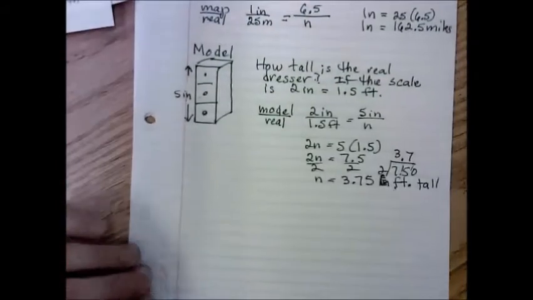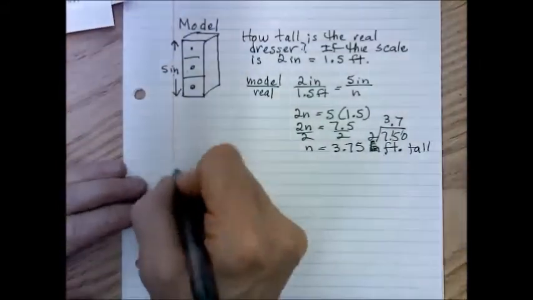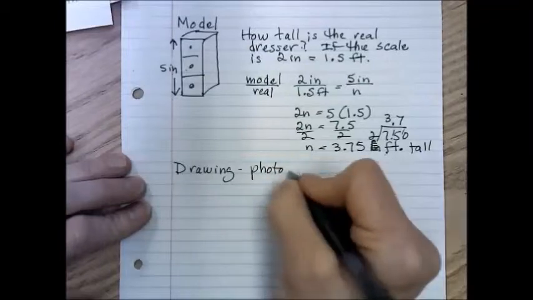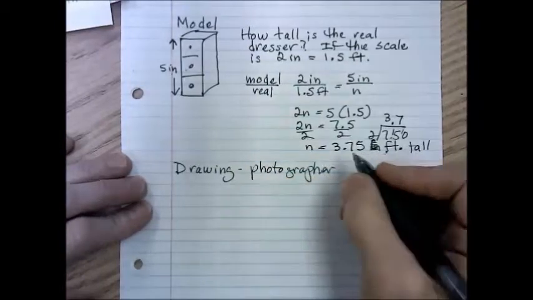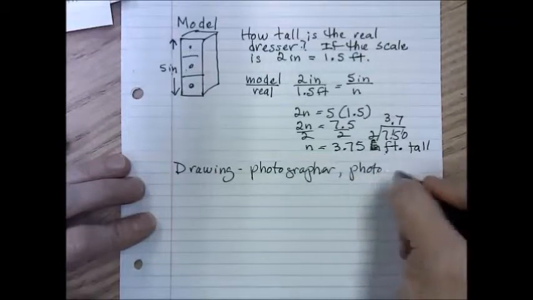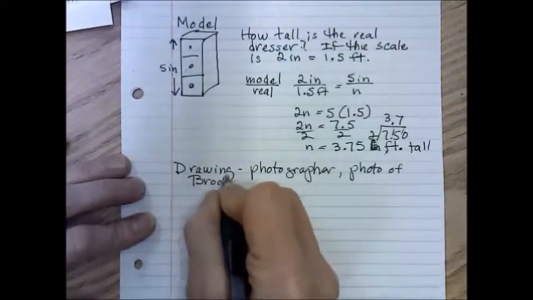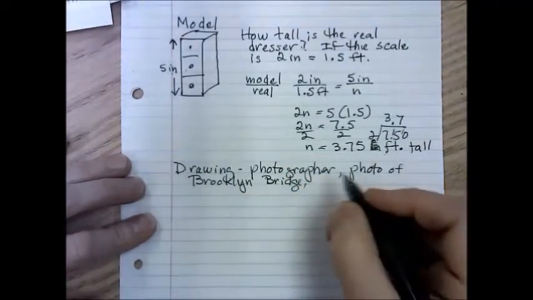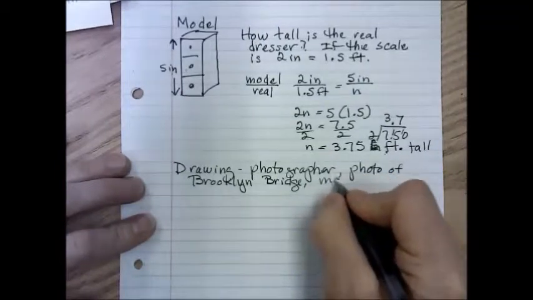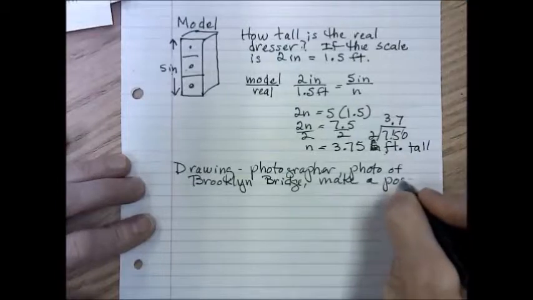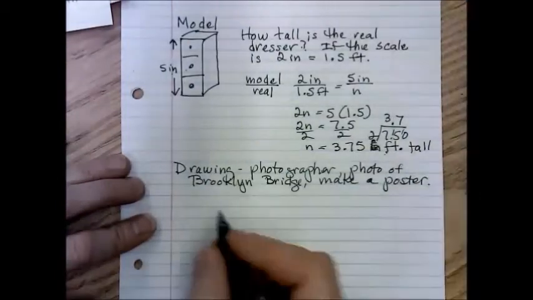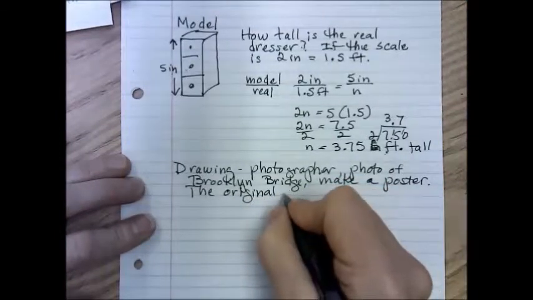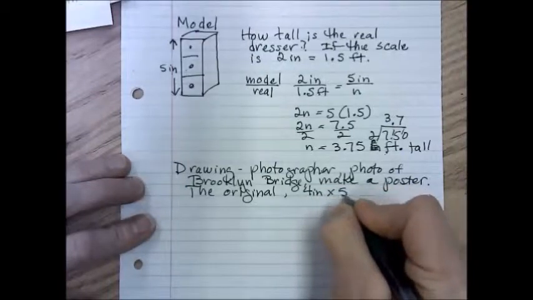Now, let's talk about an example where we have a drawing. So let's say that we have a photographer who has a photo of the Brooklyn Bridge, and he wants to make a poster out of it. So we'll say the original measures 4 inches by 5 inches.